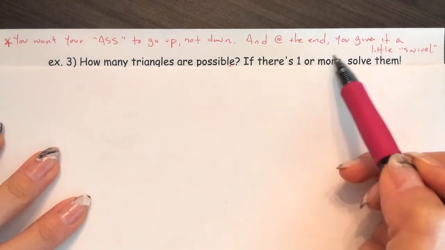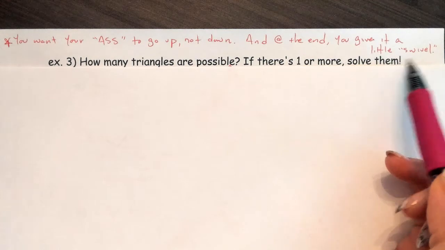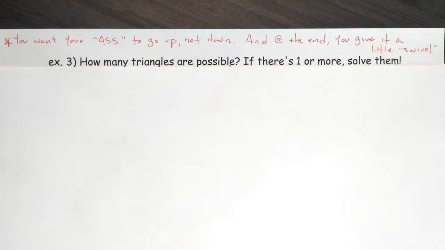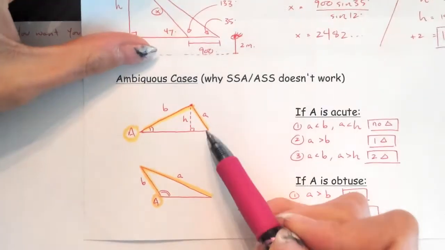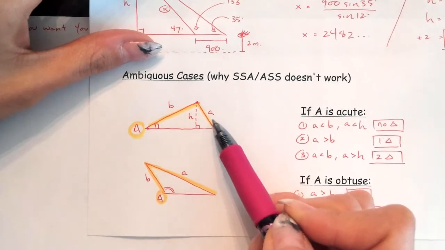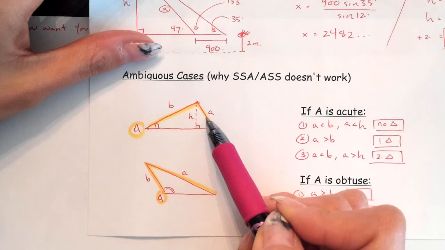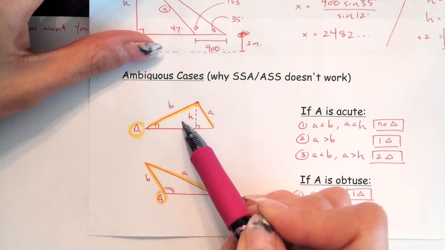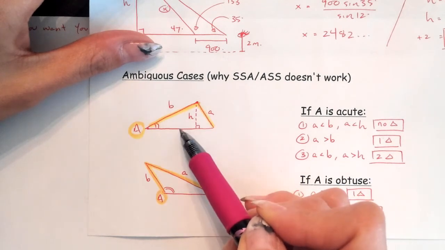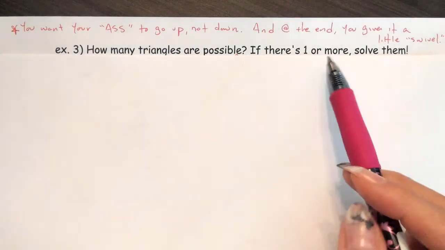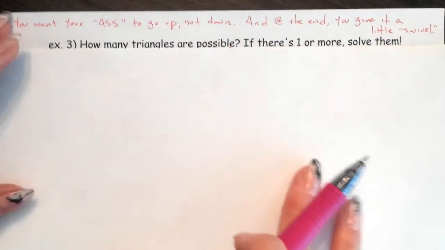And at the end, you give it a little swivel. When I talk about a swivel, I'm talking about the last piece of your ASS, the last S. So this swiveling back and forth, because it can swivel over to the left and it can make a much smaller triangle, okay? So at the end, you give it a little swivel.